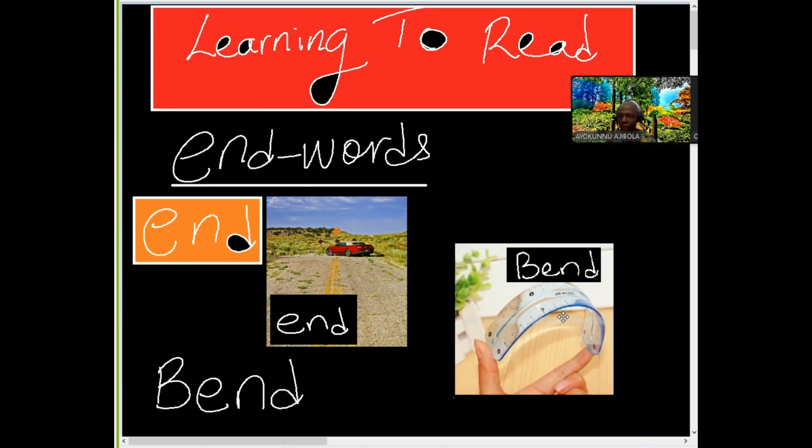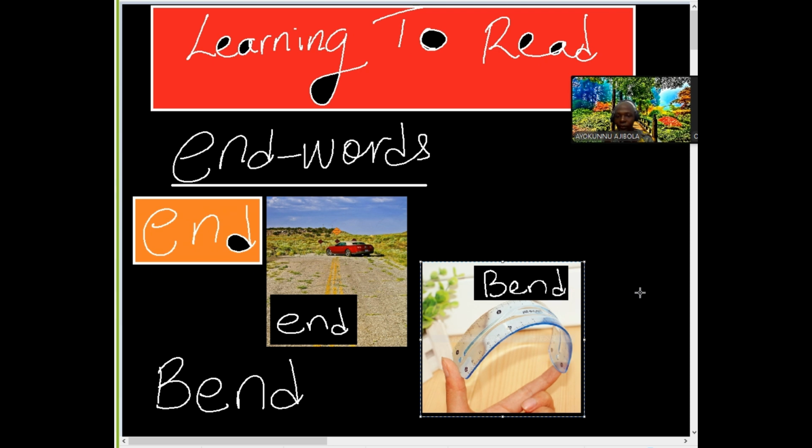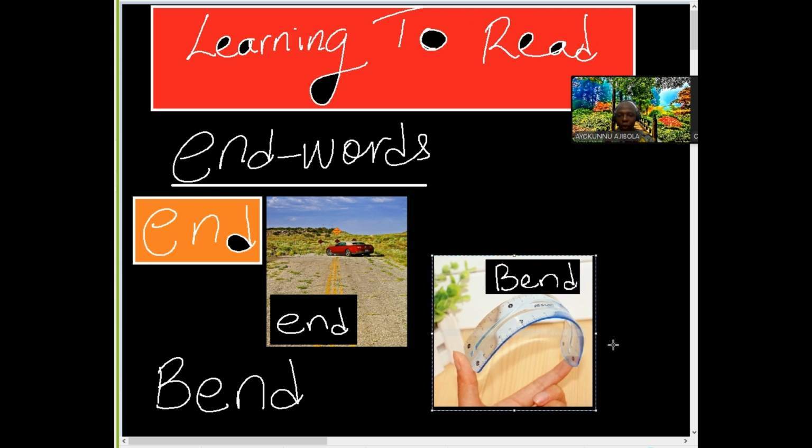So, bend. Now, look at this. Can you see this? What is the object that they are bending? The person is bending a ruler. That is bend. Say it again, bend. Can you bend a ruler? I can bend a ruler. Say it again. I can bend a ruler. Now, say bend. Bend. Very good, that's correct.